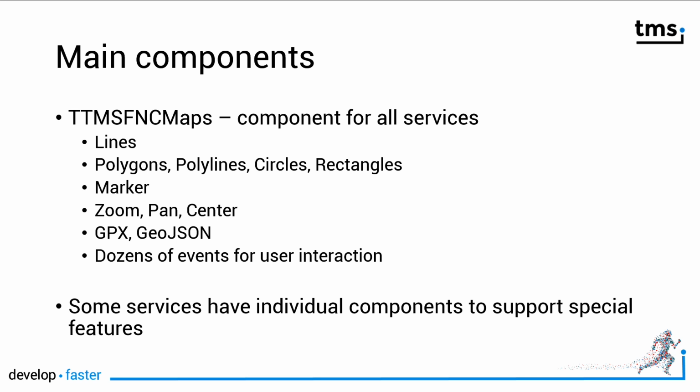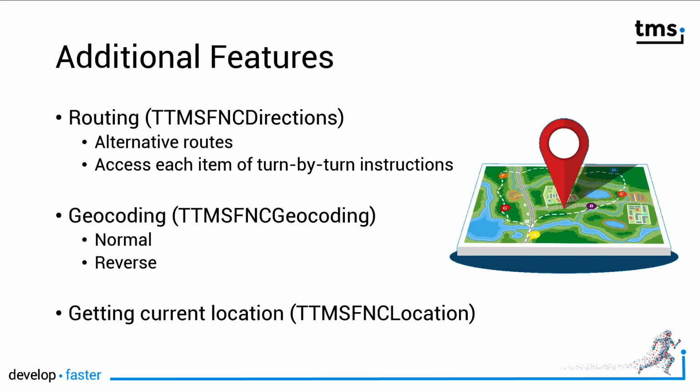And as said, some services have individual components to support special features this mapping service offers. And then there are also components for special features. For example, routing has TTMSFNCDirections. You can calculate alternative routes. You can access each item of the turn-by-turn instructions that the mapping service generates. Of course, the level of detail depends on the mapping service that you use.